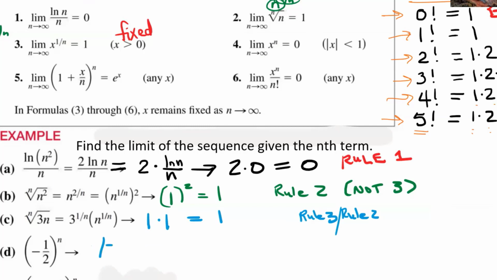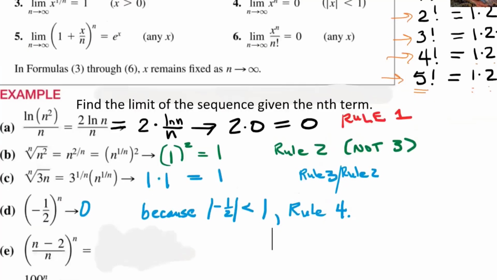The absolute value of negative 1/2 is less than 1. It's 1/2. So that means that rule 4 applies. And according to rule 4, if you have a value whose absolute value is less than 1, and you raise it to the nth power, that limit is going to be 0. So this approaches 0 because the absolute value of negative 1/2 is less than 1, and rule 4.